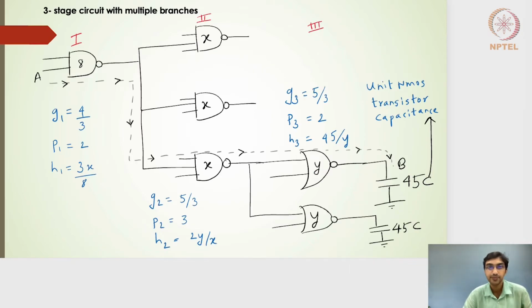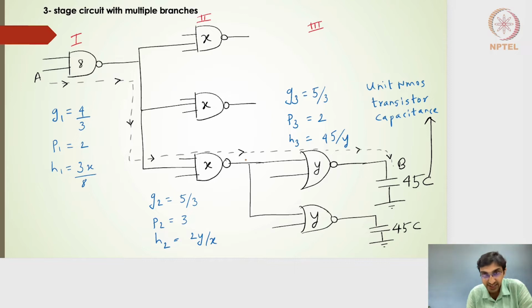Moving forward, let's say I have another circuit here. I have the first stage here, and then the second stage, and then the third stage. And here it is slightly different in the sense that in the first stage we see a 2-input NAND gate. In the second stage, there are 3 branches. So the first stage output gets branched 3 times.